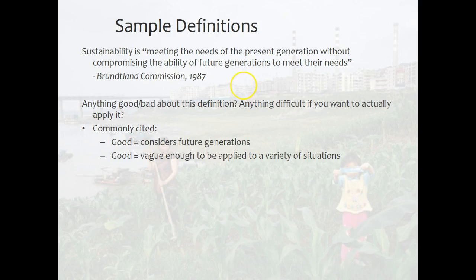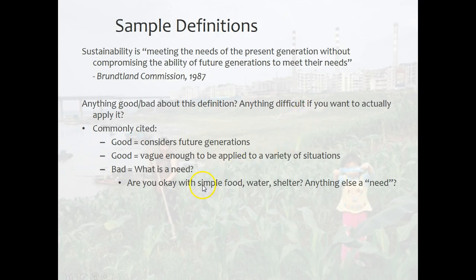So one of the really big problems with this definition, and this is again commonly cited by people, is you notice this term needs, meaning present needs and future needs. But the question is what is a need? And so you can think about that. And what people usually say, okay, what do we need? We're humans. We need food, water, and shelter, right? So we need that to survive. But really, is that enough to live a life that you really want to live? Does it constitute a high quality of life? Is there anything else that you need?